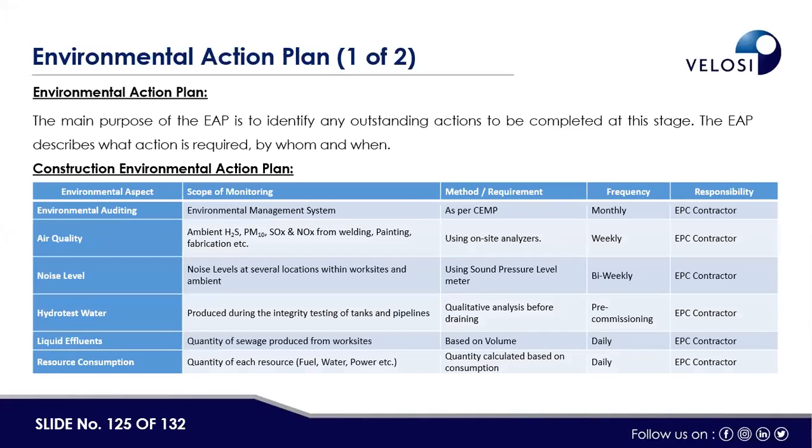Construction environmental action plan for ambient air quality: ambient H2S, PM10, oxides of sulfur, NOx, welding, painting, fabrication. It should be monitored on a weekly basis, and the responsibility is the EPC contractor. Noise level at several locations within the work site and the ambient, using a sound pressure level meter. It should be bi-weekly, and EPC will be responsible.